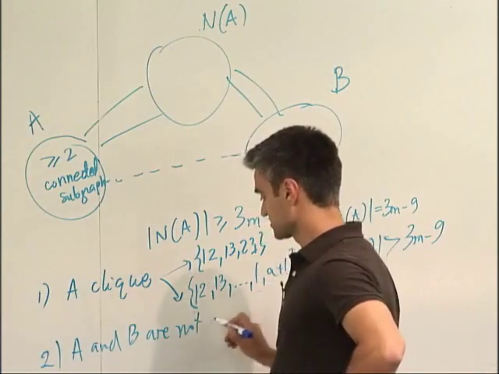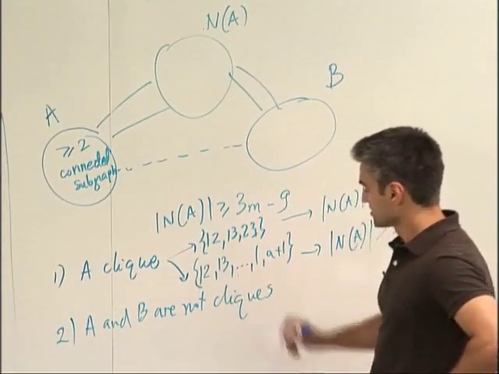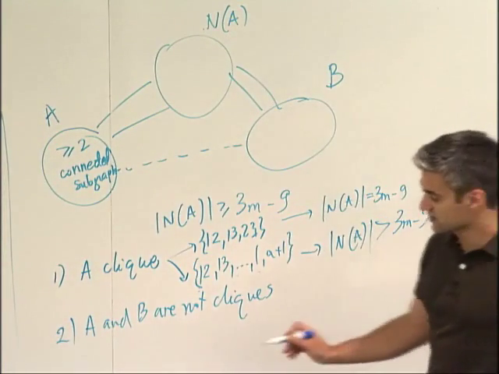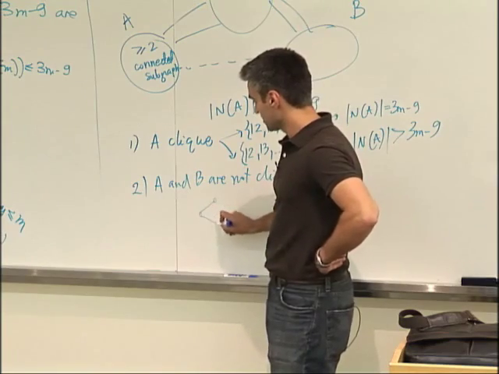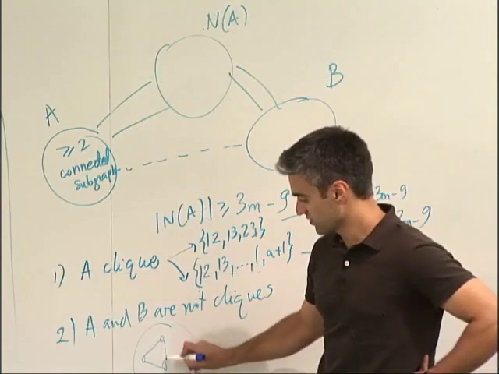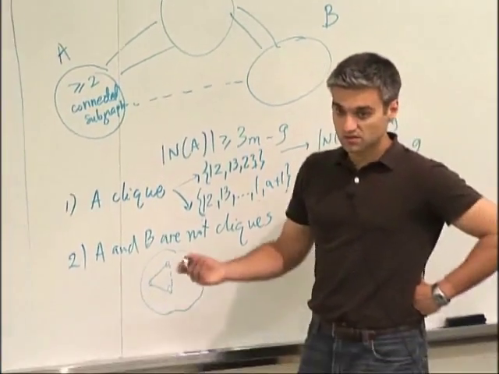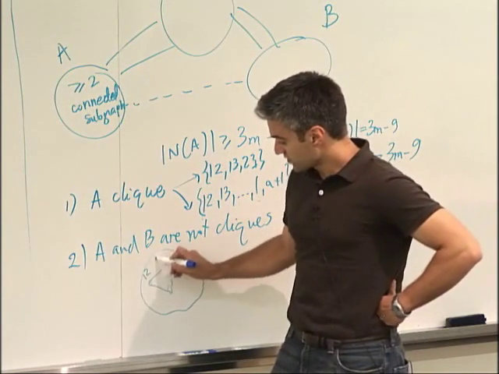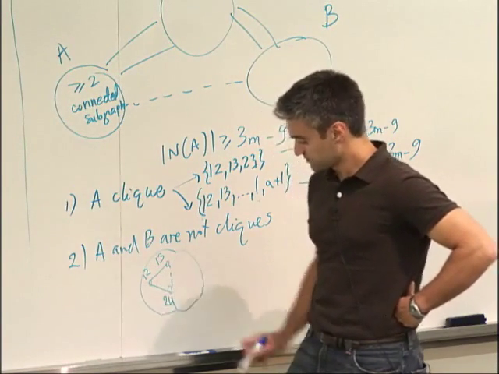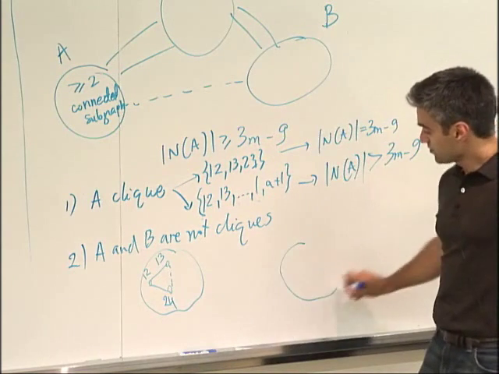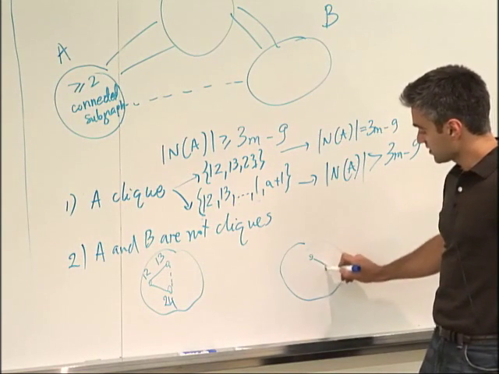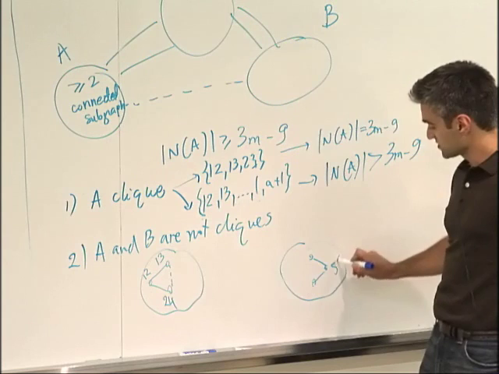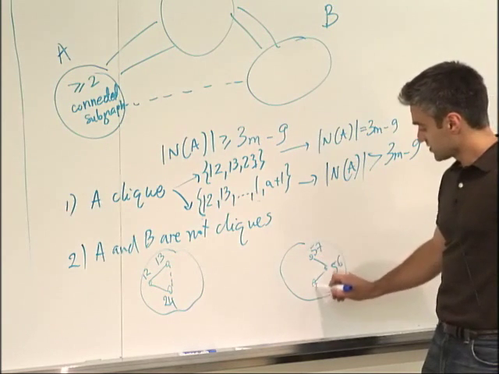So the second part of the proof is if both A and B are not cliques. In this situation, if A and B are not cliques, it means that A is going to contain a claw, something like this, which again, without loss of generality, you can assume it's {1,2}, {1,3}, and {2,4}. And then B is going to contain, again, a claw here. Again, you can assume it's {5,6}, {5,7}, and {6,8}.